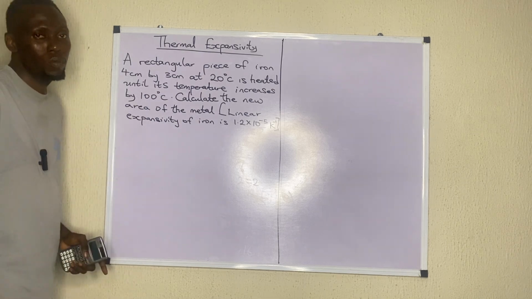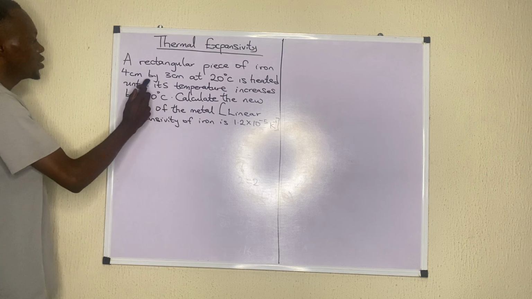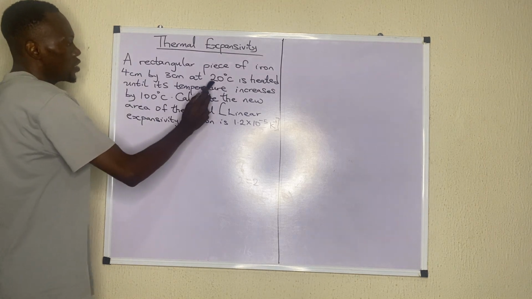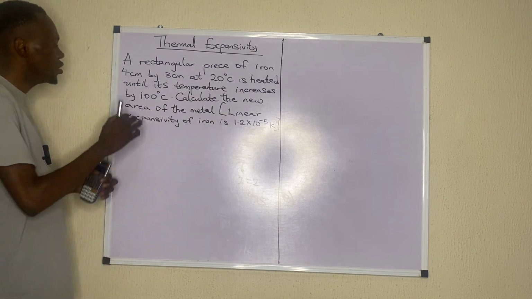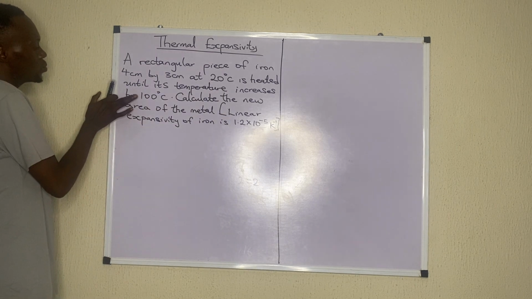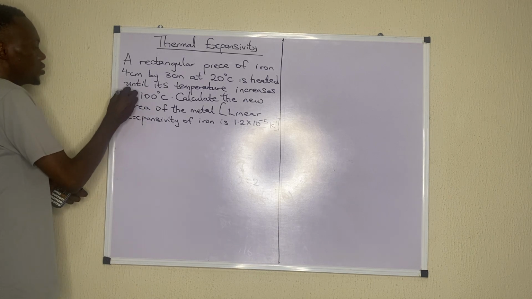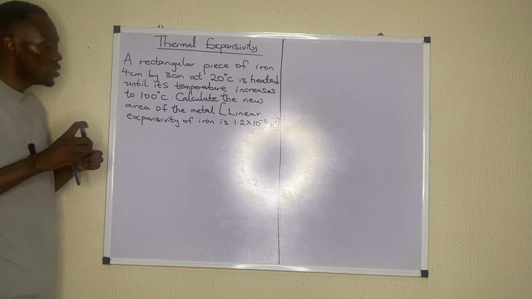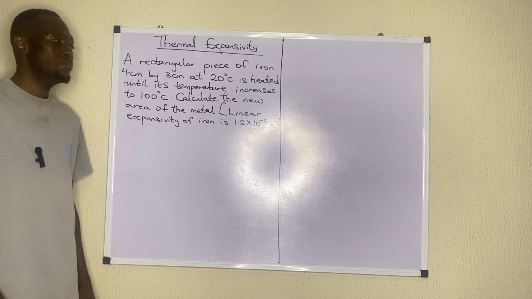This is a WAEC question, but there's a discrepancy in this question. I just noticed. It says the rectangular piece of iron is at 20 degrees centigrade and it's heated until its temperature increases by 100 degrees centigrade. The word here is supposed to be "to 100 degrees centigrade" and not "by 100 degrees centigrade". Sorry. Okay, to 100 degrees centigrade. Calculate the new area of the metal.